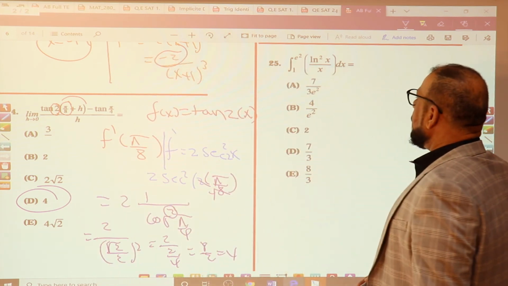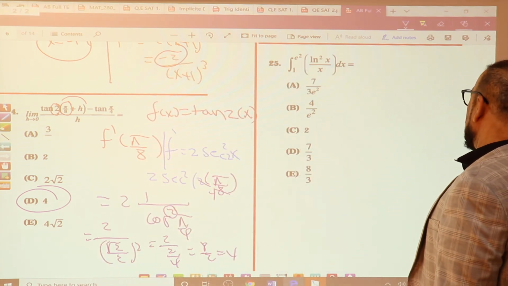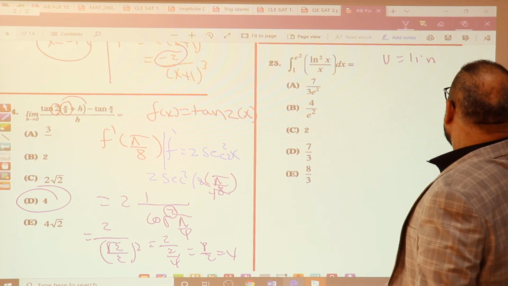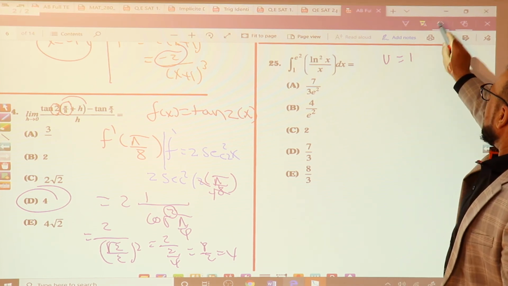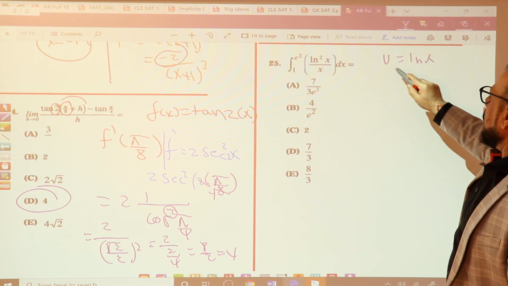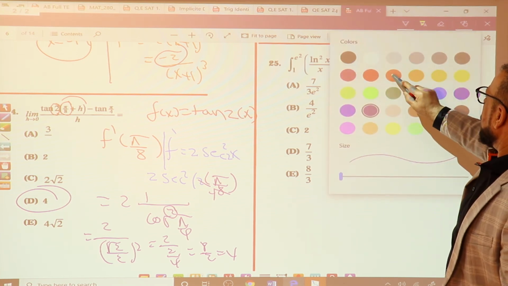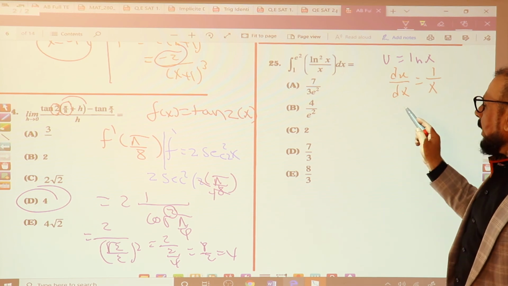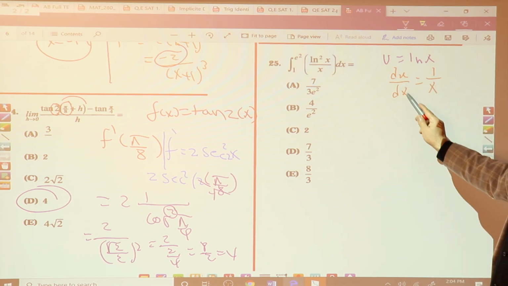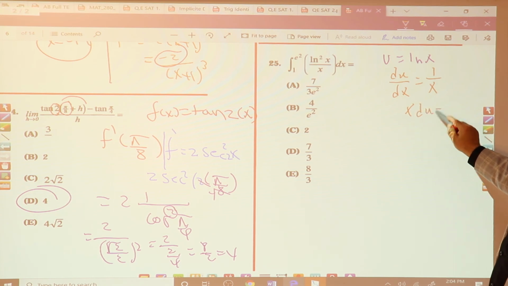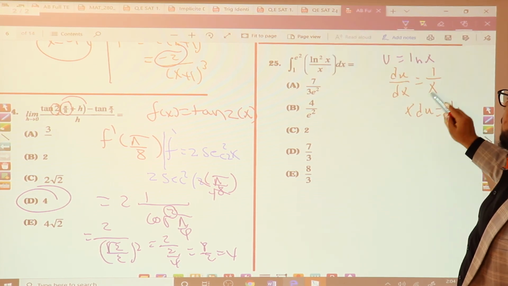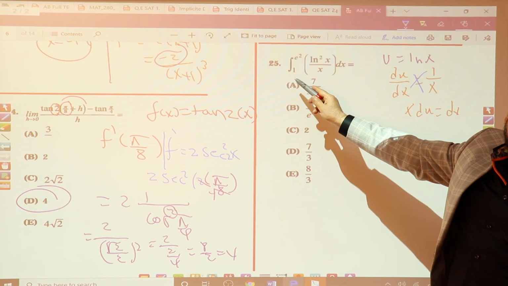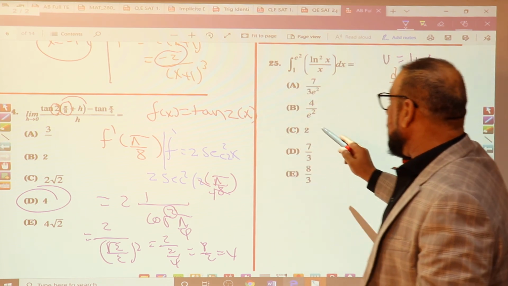Ln x squared over x. This is u substitution. You take u equal ln x. Then du over dx is 1 over x. I tell my students all the time, cross multiply: x du equals dx. You see, cross multiply. Now, I'm going to leave the limit to the end, I will not touch it. I'm going to finish my problem, then bring back my limit.